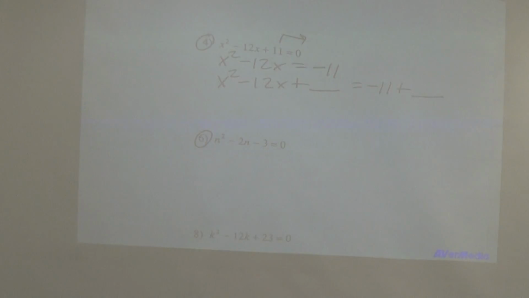Divide the negative 12 by 2 and square it. Yeah. So the way we figure out what to add is we take half of this negative 12, which is negative 6, and then we're going to square it. So half of this squared. So negative 6 squared is positive 36. And that's why this is always plus and never a minus sign. Because when you have a positive and you square it, it's going to be a plus. And when you have a negative number squared, it's going to be a positive as well.